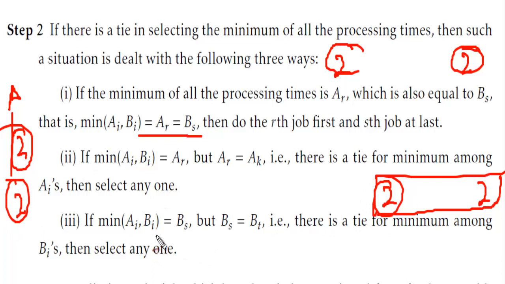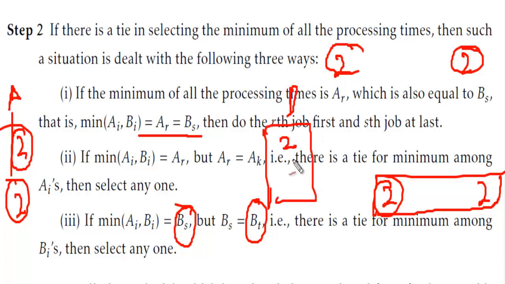The third scenario will be if you have a tie in the B's only. So B of S and B of T, the other one, both in B, have a tie, meaning a tie in the B machine. For example, here it was 3, and here it is also 3. So you can choose either this or this, that's your choice. But you have to assign them at the last. When you're talking about the B's, you have to assign them at the last, and if you talk about A's, you have to assign up front.